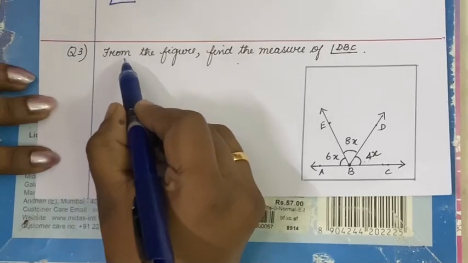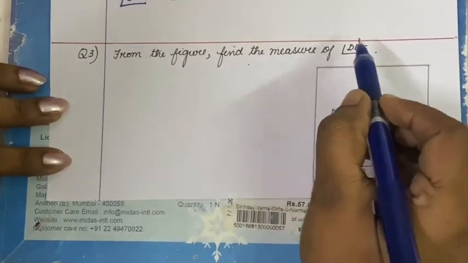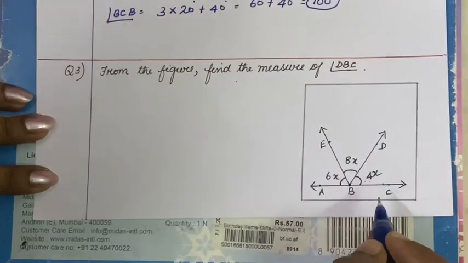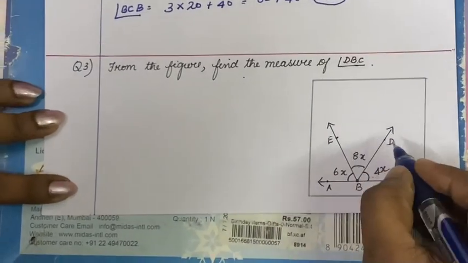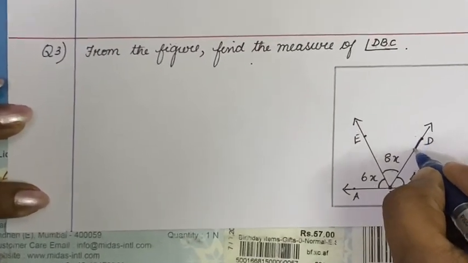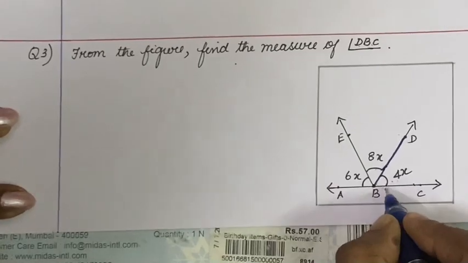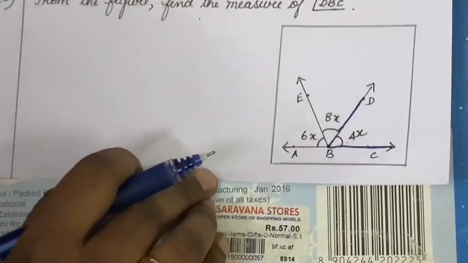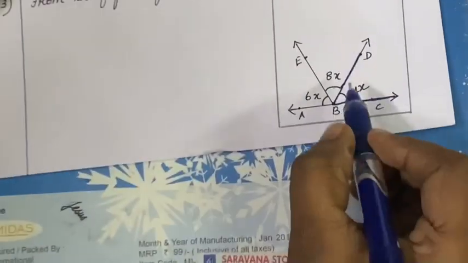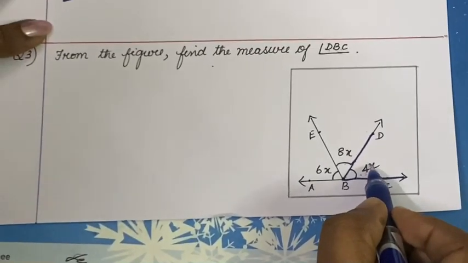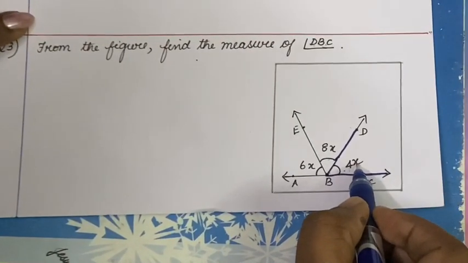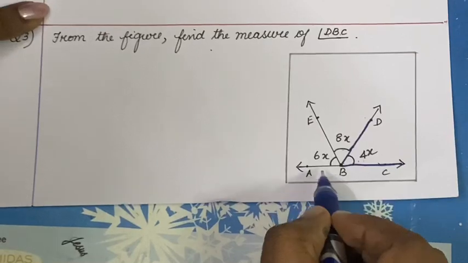The question is, from the figure, find the measure of angle DBC. What is DBC? Angle DBC. Where is DBC? Yes, you could see angle DBC. This is the measure you have to find. But here it is given as 4x. How are we going to find the x? Again, we are going to look for the condition here.